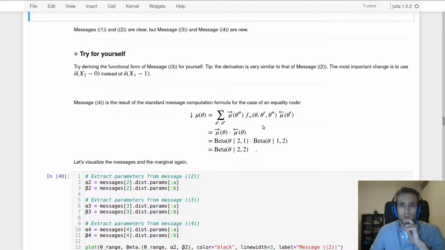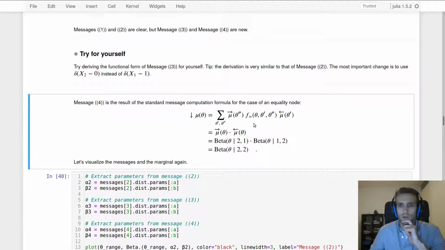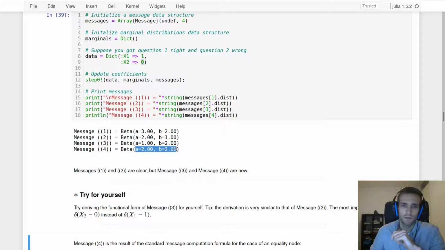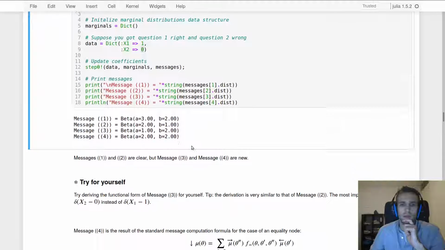And if you look at the manual derivation for that, we have an equality node specified here with this f equals. And here I have drawn theta prime and theta double prime. But you can see it results in the product of those two likelihood messages. When you use that rule for updating the shape parameters for the product of two beta distributions, you're going to end up with beta of 2, 2, which matches what ForneyLab already computed here.